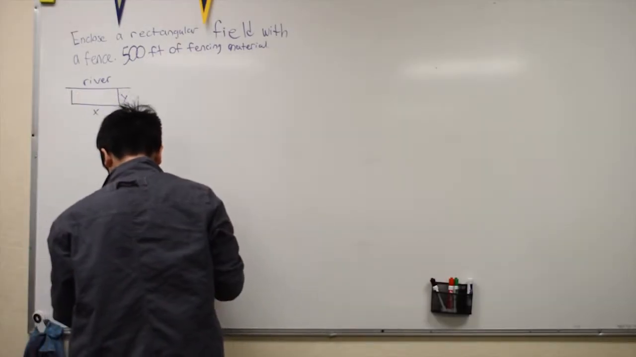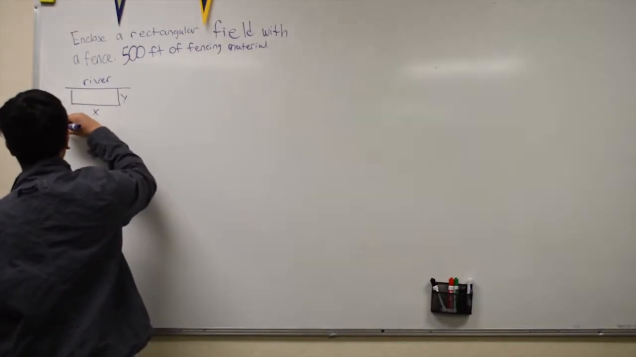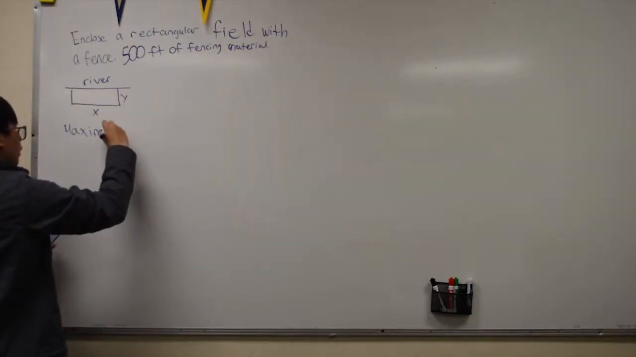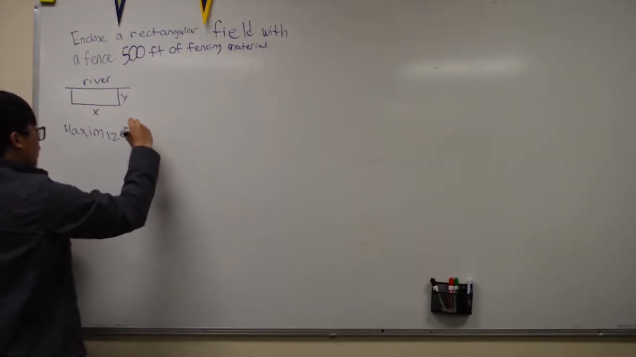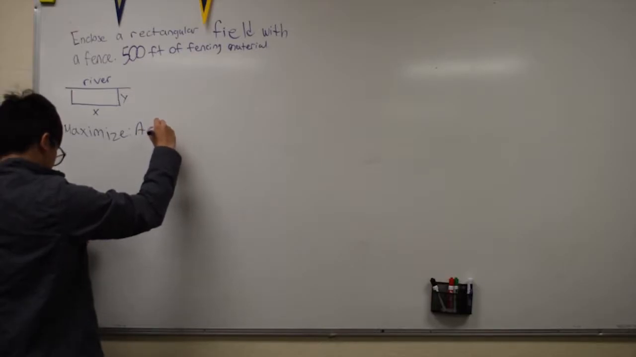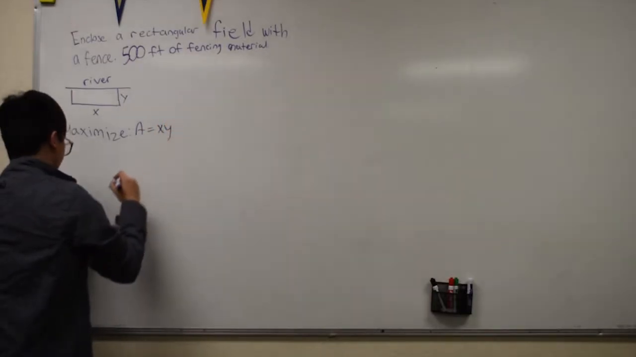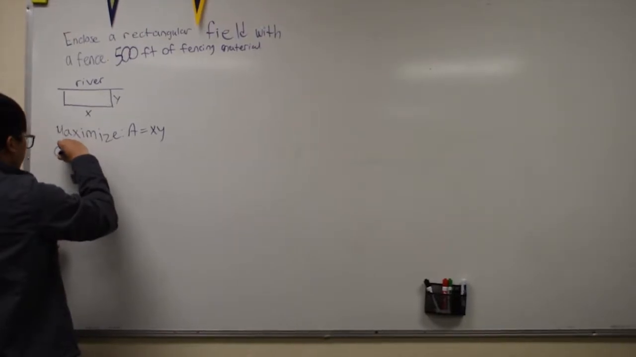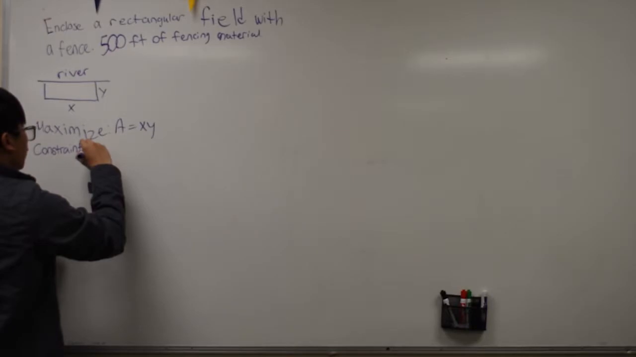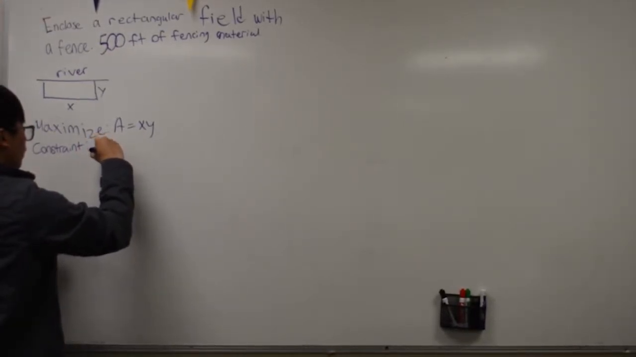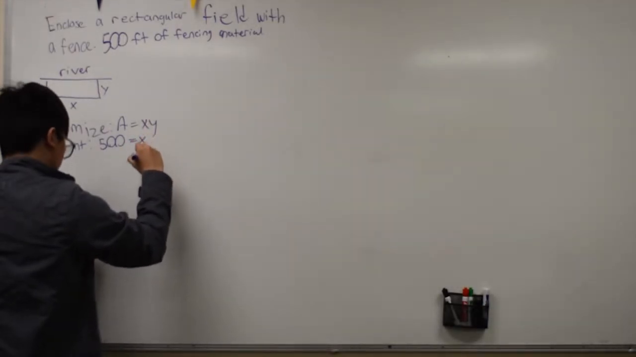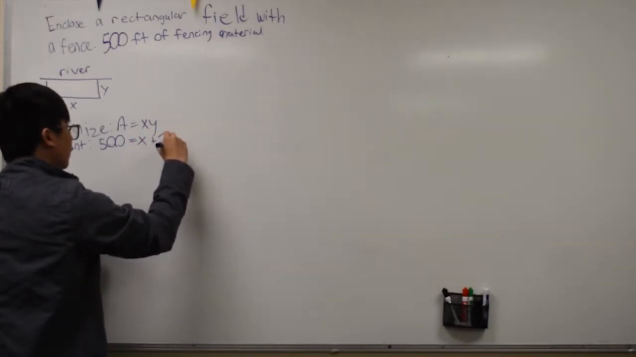So what we want is to maximize area, which is A equals x times y. And our constraint is that we have 500 feet of fencing, which is x plus 2y. x plus 2y is the perimeter of this fence.